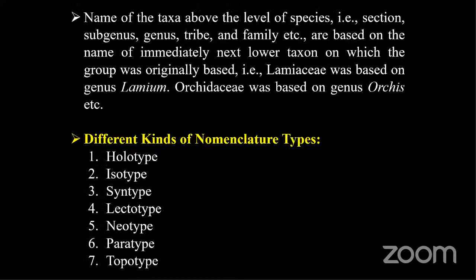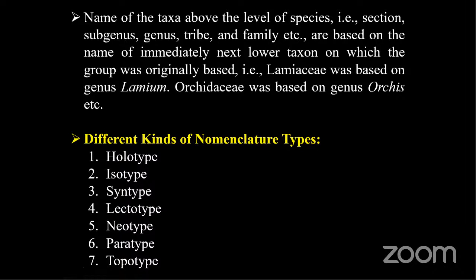Again, the name of a taxon above the level of species, such as section, genus, tribe, family, etc., is based on the name of the immediate next lower taxon on which the groups are originally based. For example, the Lamiaceae family is based on the genus Lamium. The Orchidaceae family is based on the genus Orchis. So these are the important rules which govern the nomenclature type.